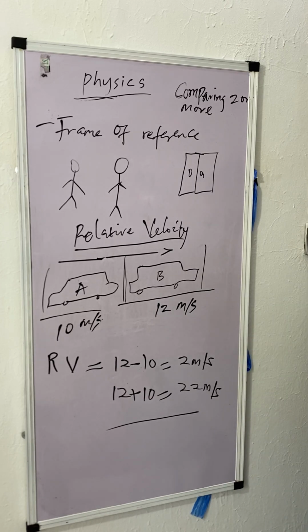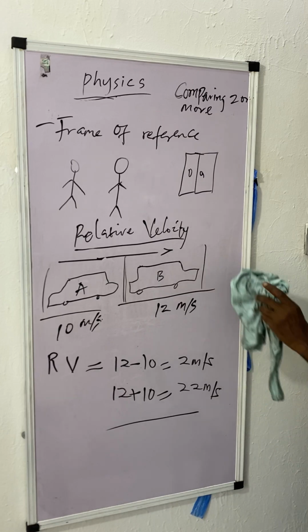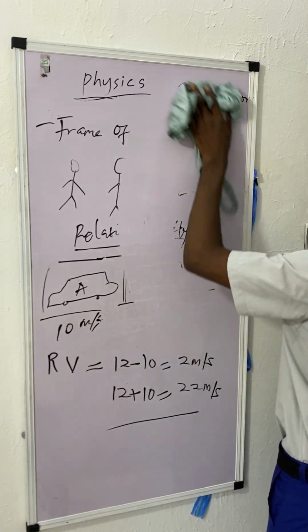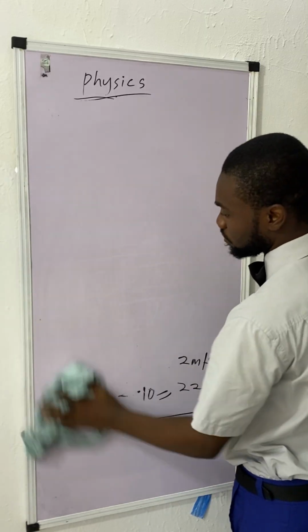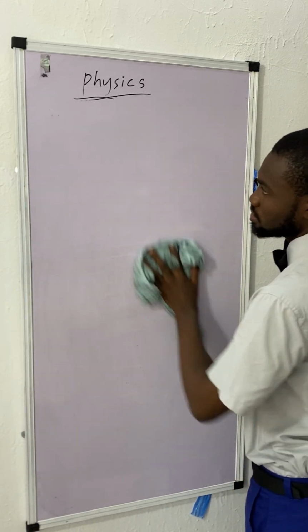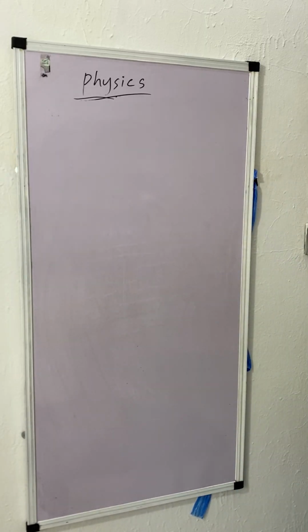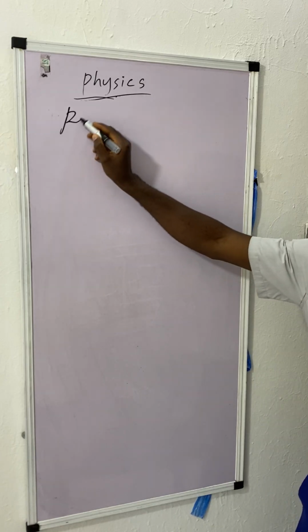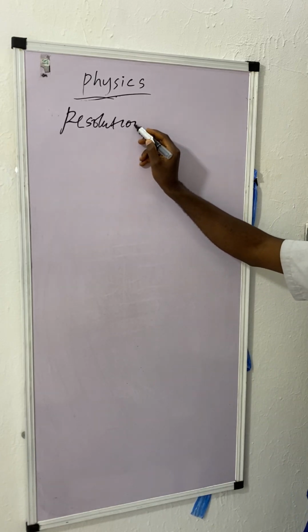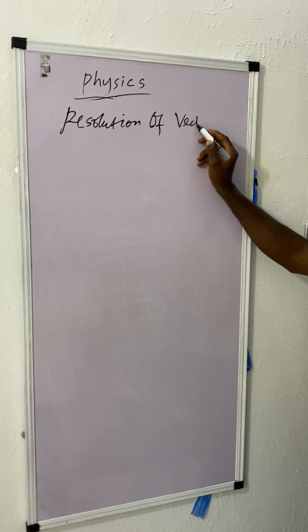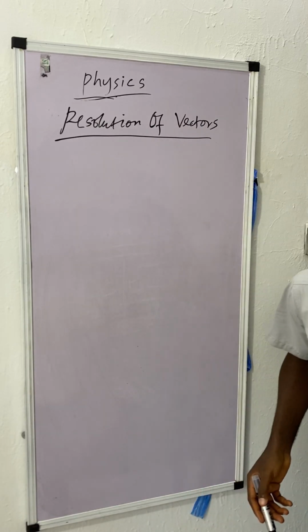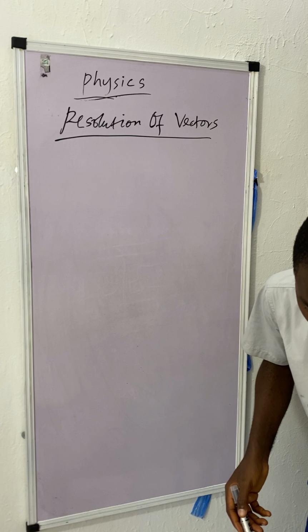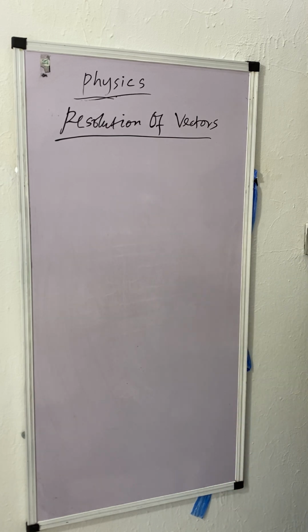Let's quickly look at resolution of vectors. The last one we dealt with was resultants of two or more vectors. Now let's look at resolution of vectors. So resolution of vectors is simple. It means solving vector problems. So how do we solve these vector problems?